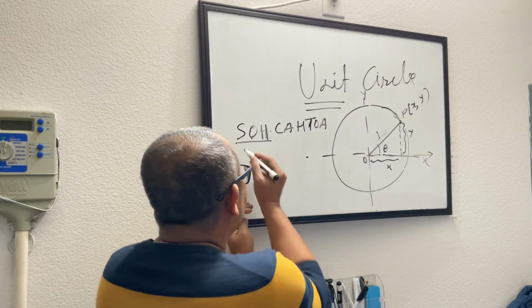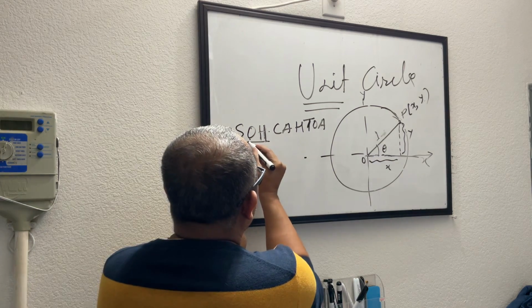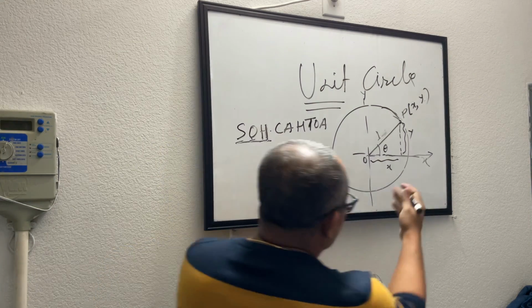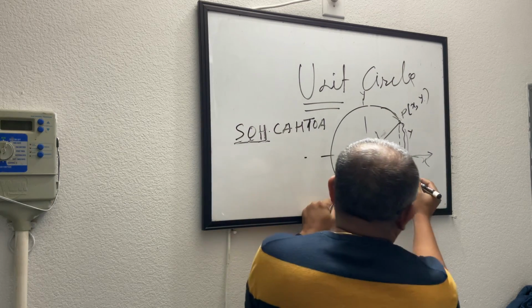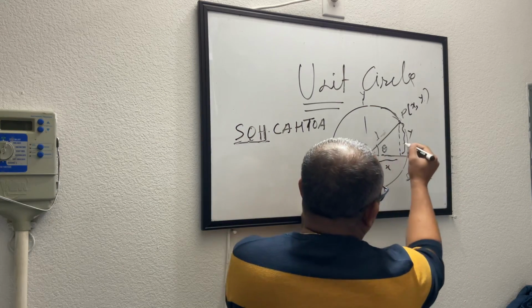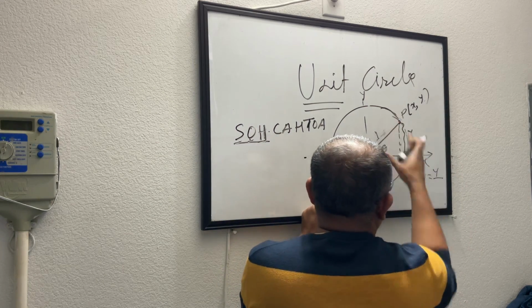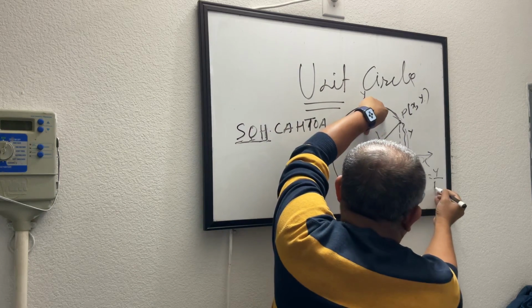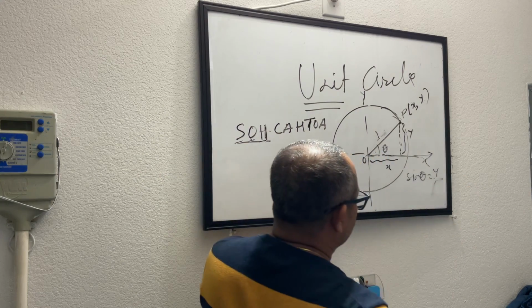So here SOH, so sine of any angle is opposite side divided by hypotenuse. Now look at this. This is the angle I am talking about. Sine of this angle, sine of theta, will be equal to the side opposite to that, which is y, divided by hypotenuse, which is 1, which is my radius. So sine theta is equal to y, or y equal to sine theta.